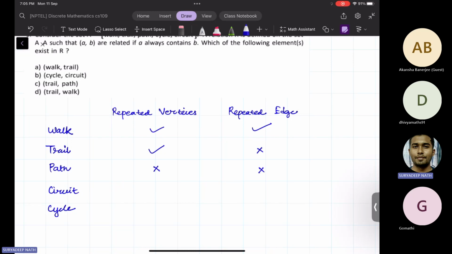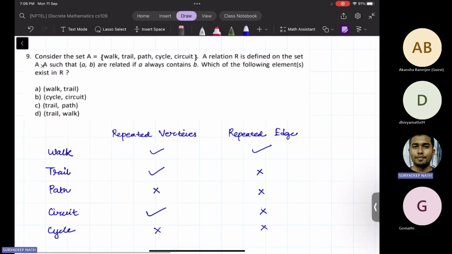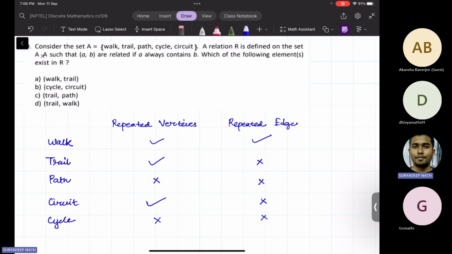So a circuit and a cycle look exactly like the trail and a path. So you have repeated vertices but no repeated edge, and in a cycle neither repeated vertex nor repeated edge. By repeated vertex we are not counting the starting vertex twice, so excluding that there are no repetitions. So now tell me, does a walk contain a trail? Look at option A. Does a walk contain a trail? What do you think?